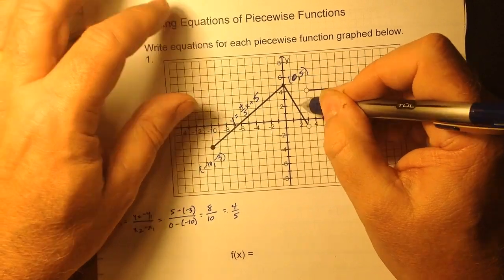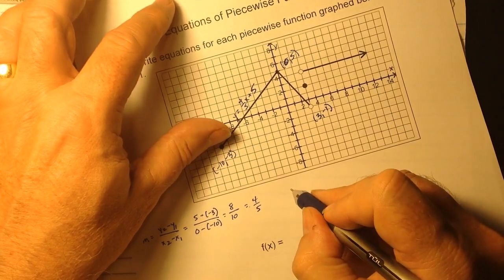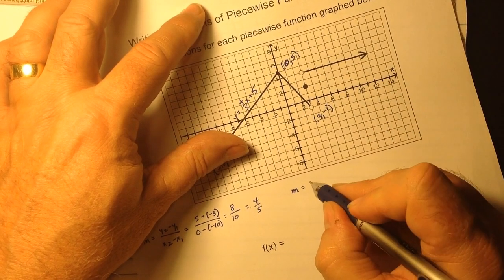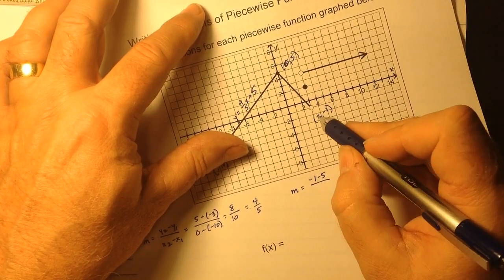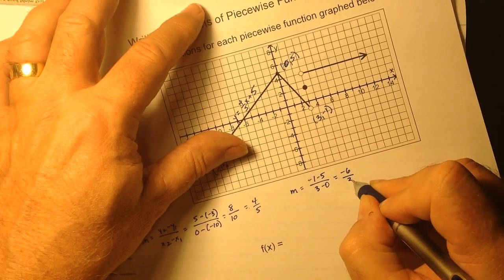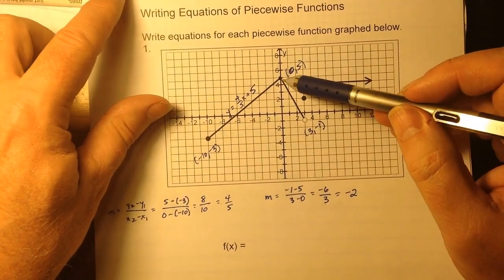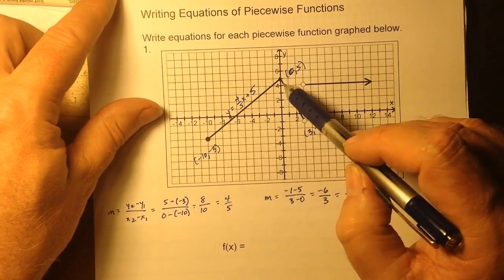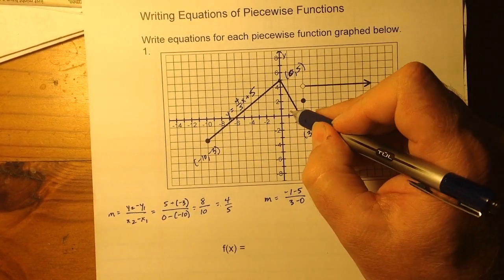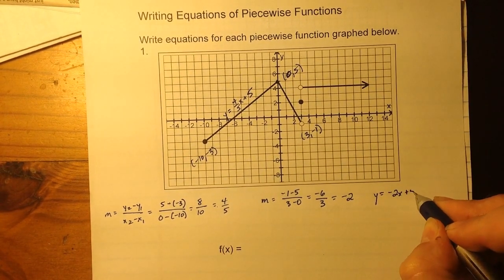Now this one, it's going through 0, 5. This point is 3, -1. So finding the slope, m equals y2 minus y1, -1 minus 5 on top, over 3 minus 0 on bottom. -1 minus 5 is -6, 3 minus 0 is 3, -6 divided by 3 is -2. Makes sense it's negative since it's going down from left to right. It also made sense that this was positive. It's going up from left to right. And I think I've got everything I need now. So that line would be y is equal to -2x, again, the same y-intercept, plus 5.